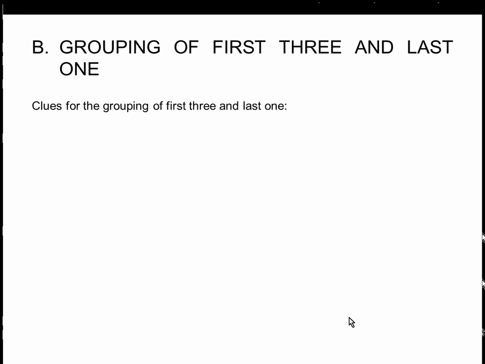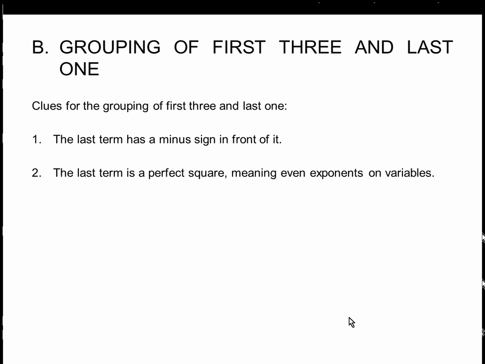Clues for the grouping of first 3 and last 1. First clue, the last term has a minus sign in front of it. Second clue, the last term is a perfect square, which for variables means you have an even exponent. Now, kind of the dead giveaway clue: the last term seems to have nothing to do with the first 3 terms. That's usually the dead giveaway that you're grouping first 3, last 1.